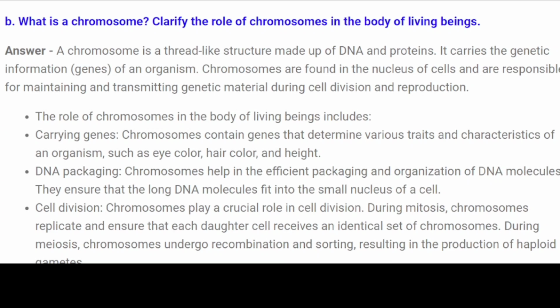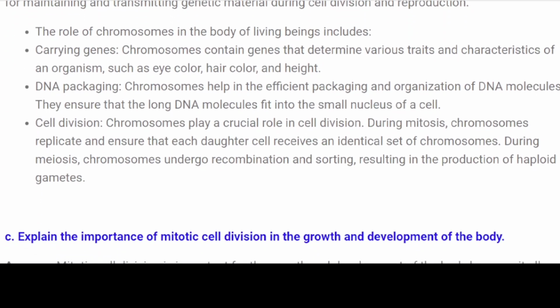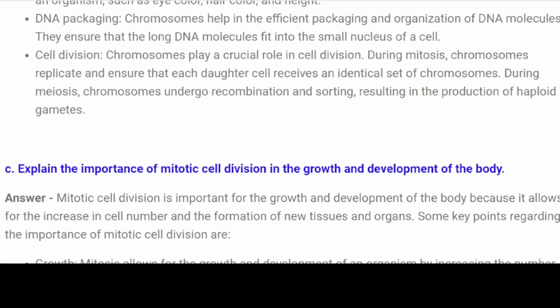The role of chromosomes in the body of living beings includes: Carrying genes. Chromosomes contain genes that determine various traits and characteristics of an organism, such as eye color, hair color, and height. DNA packaging. Chromosomes help in the efficient packaging and organization of DNA molecules. They ensure that the long DNA molecules fit into the small nucleus of a cell.